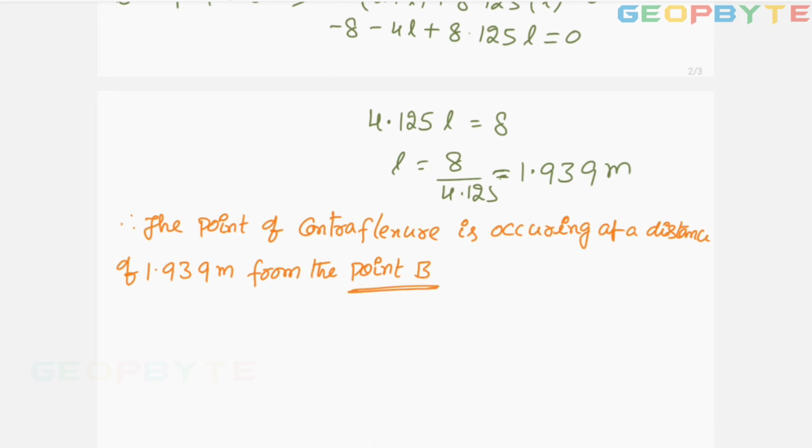Point of contraflexure means the point at which the bending moment is 0, or the point at which the bending moment diagram is changing from positive to negative or negative to positive. Remember, point of contraflexure does not occur for either a cantilever beam or a simply supported beam. It occurs only for an overhanging beam. So with this, dear students, I am ending this video.